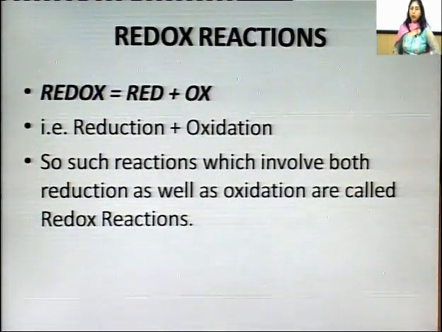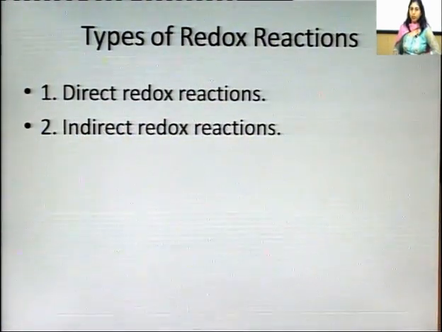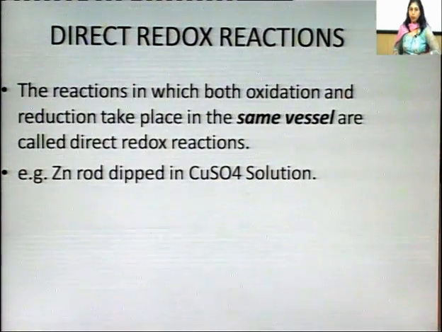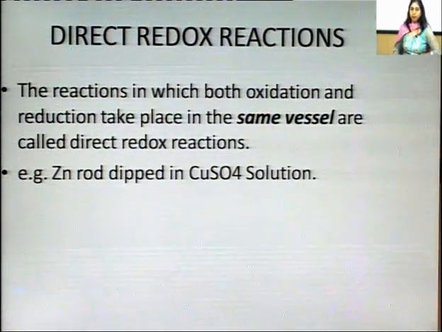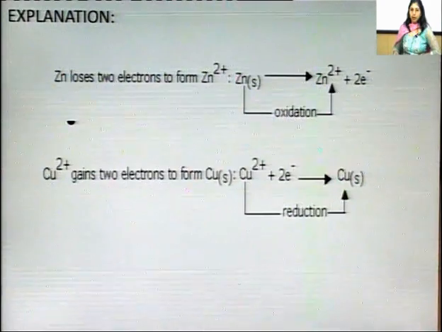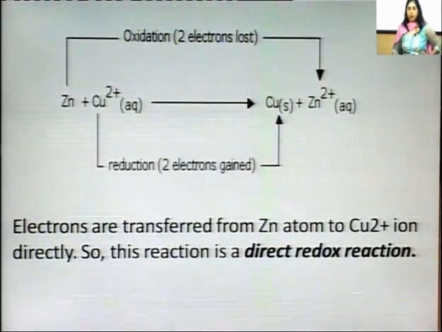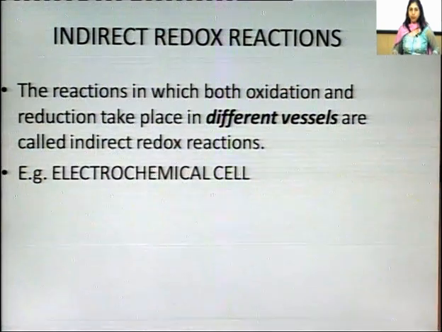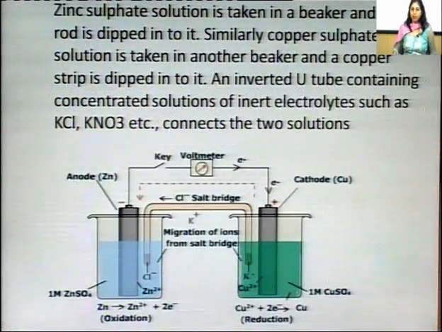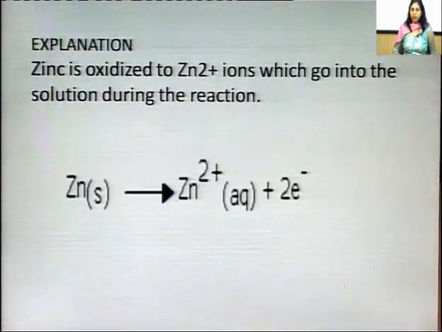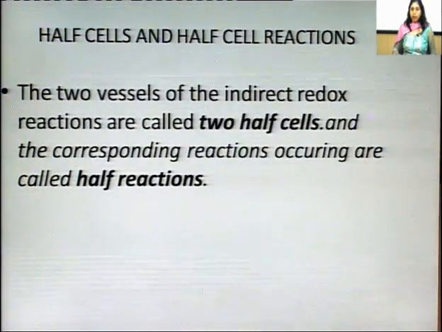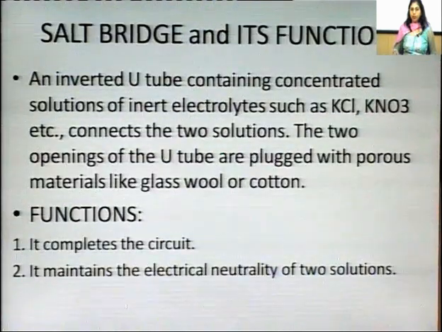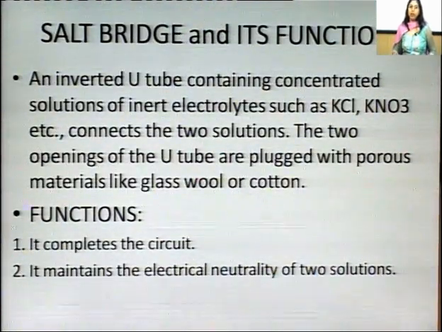Then we studied redox reactions and their types in detail, about direct redox reaction. Here we took the example of a zinc rod in copper sulfate solution, and then indirect redox reaction, which I explained by taking an electrochemical cell, that is the zinc-copper cell, and then half cells, half cell reactions, and finally we studied the salt bridge and its functions.